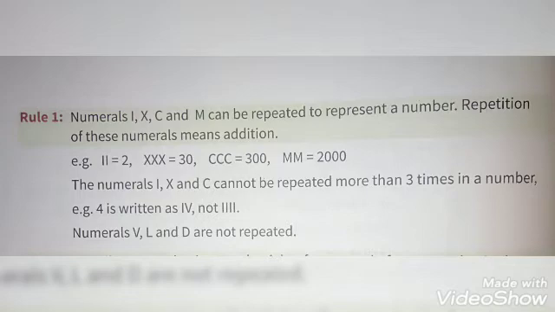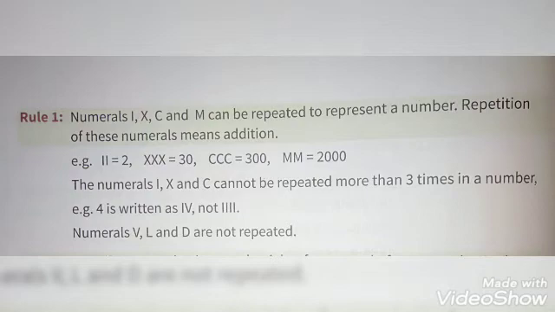For example, II means 1 plus 1, which is 2. XXX means 10 plus 10 plus 10, which is 30. CCC: what is C? C is 100. So 100 plus 100 plus 100 is 300. Similarly, M is 1000, so MM is 1000 plus 1000, which is 2000.